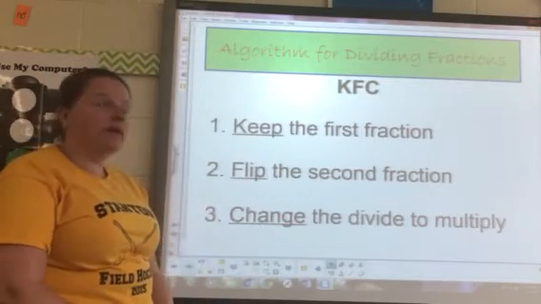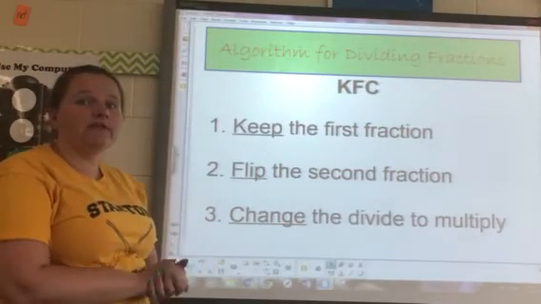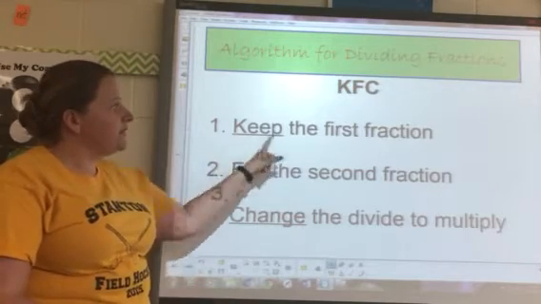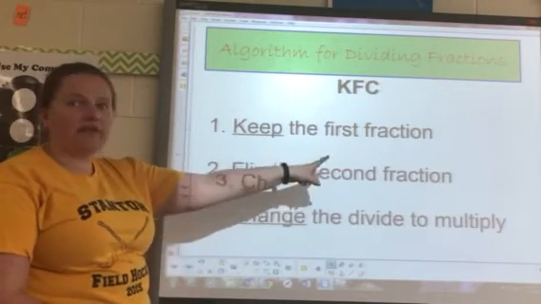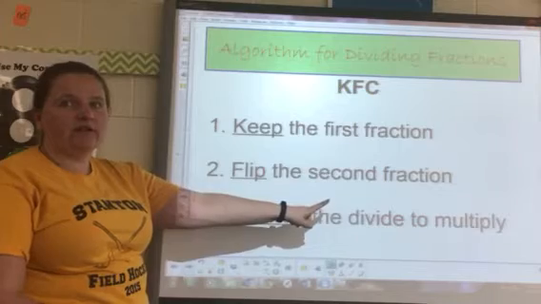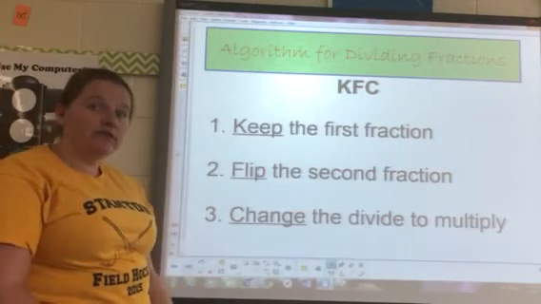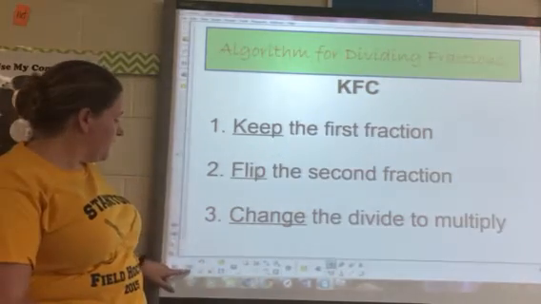Dividing fractions, KFC. Remember that KFC: keep, flip, change. Keep the first fraction, flip the second fraction, change the divide to multiply. Again, you're going to want to reduce your answer if you need to.